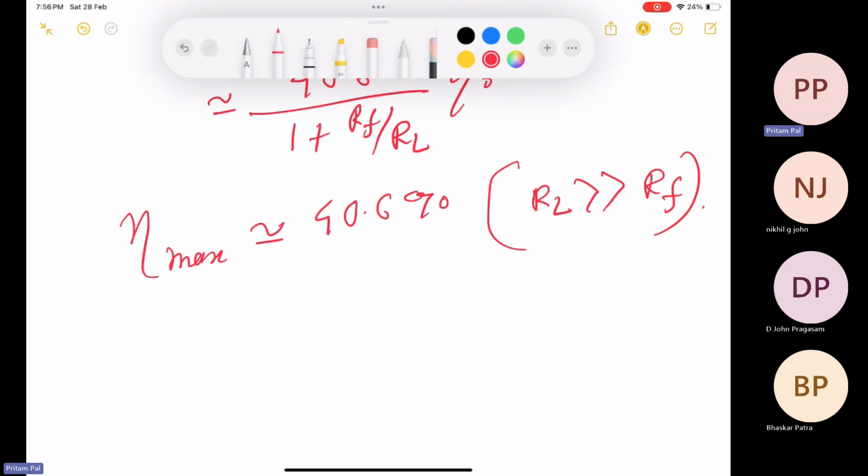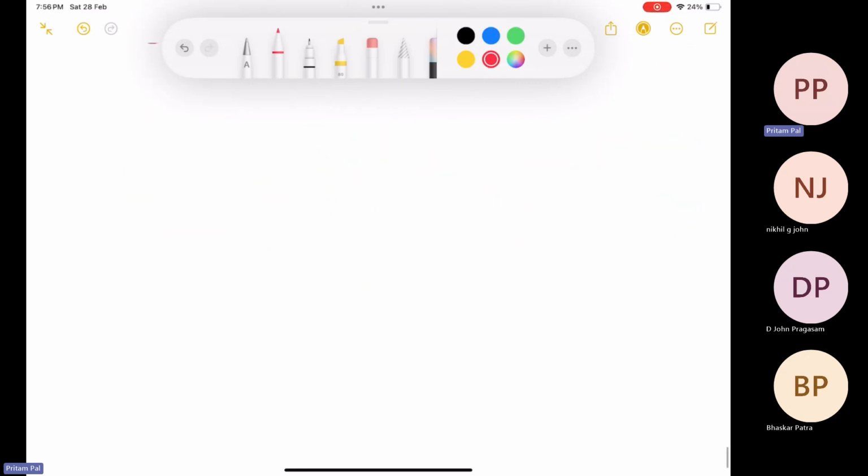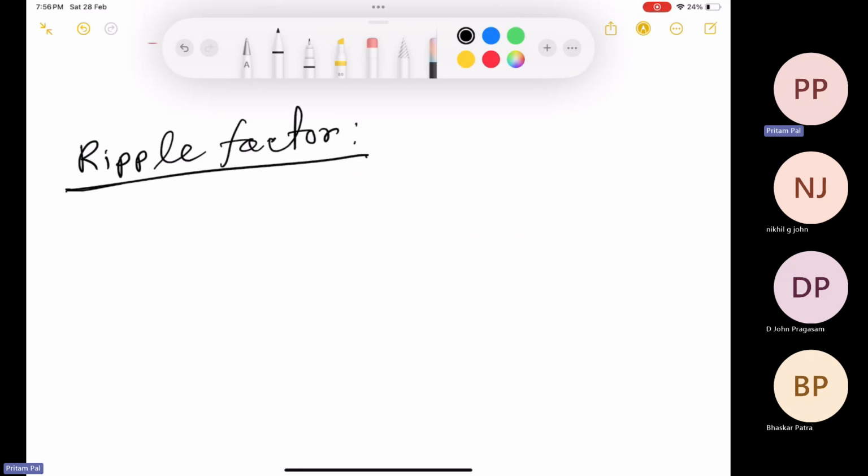There is something called the ripple factor also. The efficiency part is done. Now we'll come to the ripple factor.